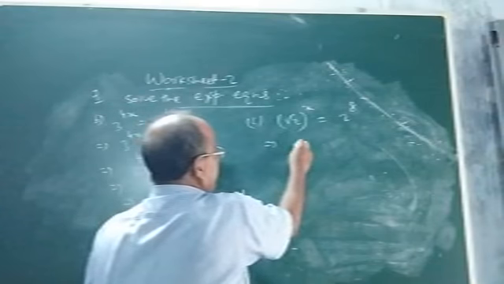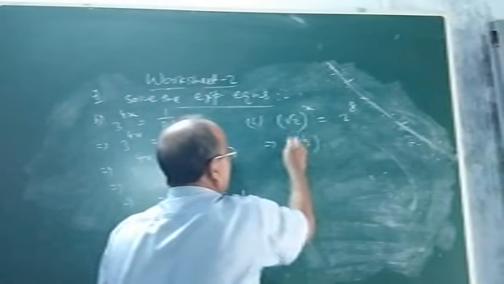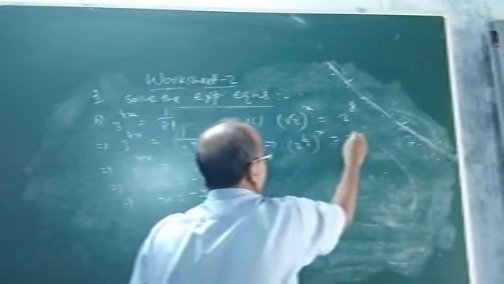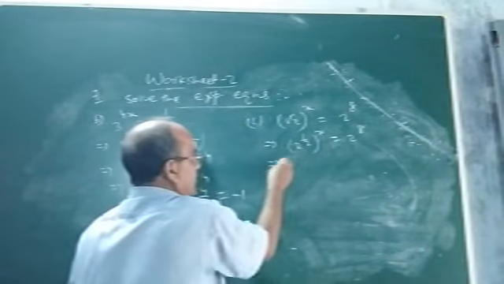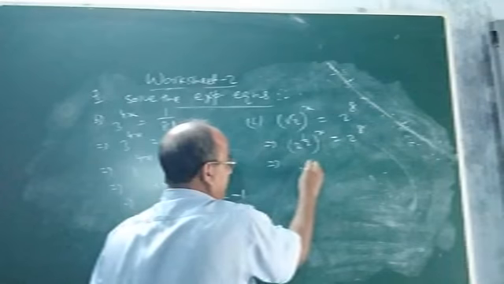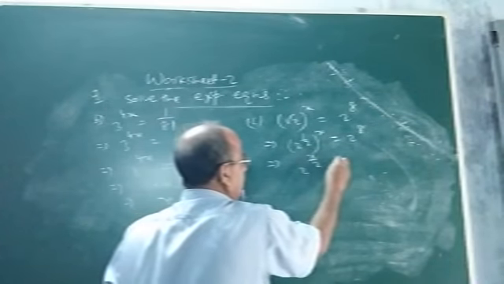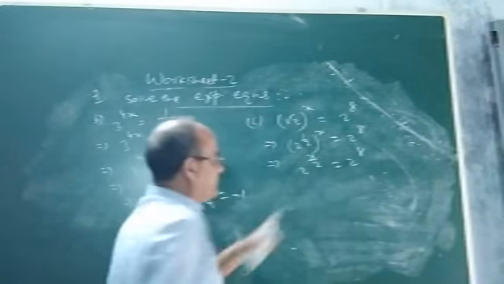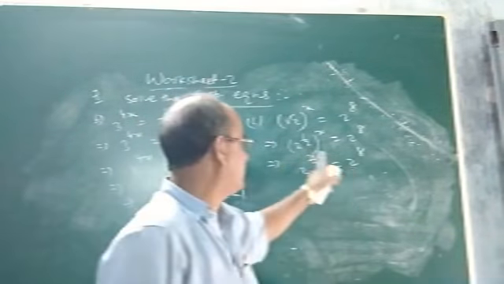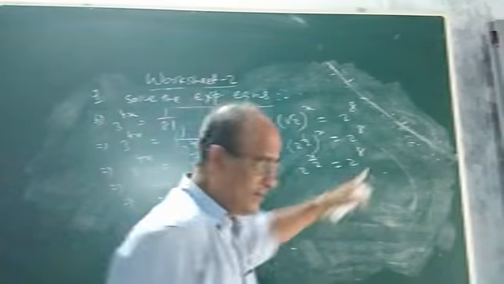See, root 2 means it is (2 to the power 1 by 2) whole to the power x. It is 2 to the power 8. Now omit the bracket, half will be multiplied. It will be 2 to the power x by 2 equal to 2 to the power 8. See, now the base is same both the sides, so x by 2 will be equal to 8.